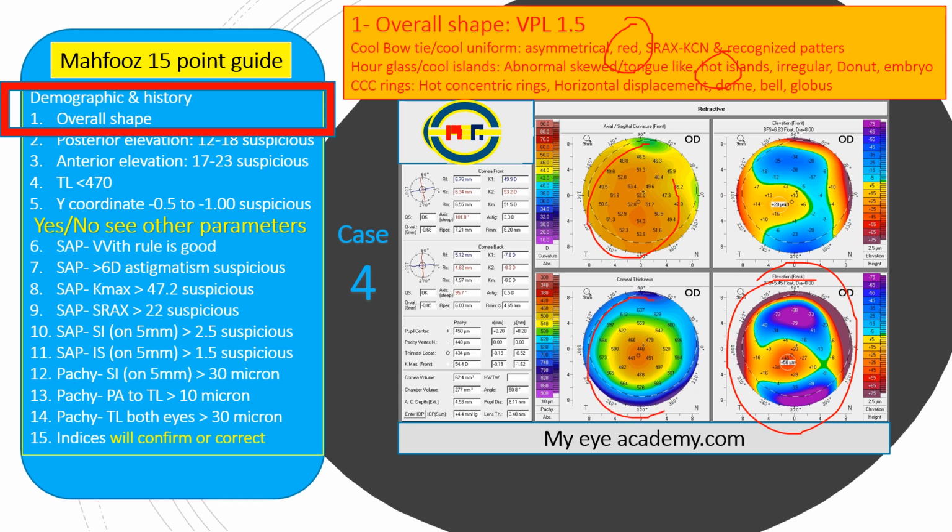And look at the rings. These are concentric rings, but these are not cool concentric rings. So these are hot rings. All of them are indicative. The shape parameters are indicative of abnormal cornea.